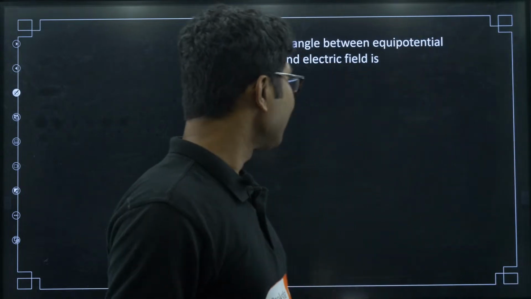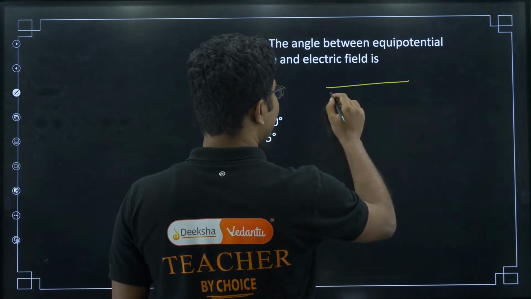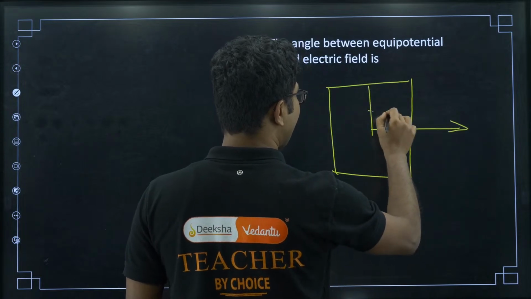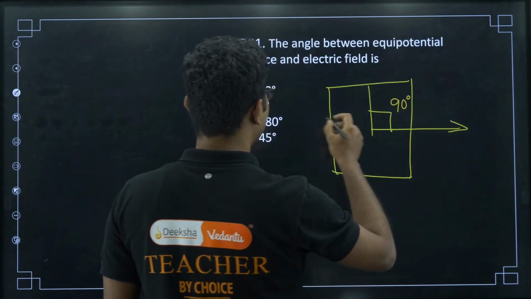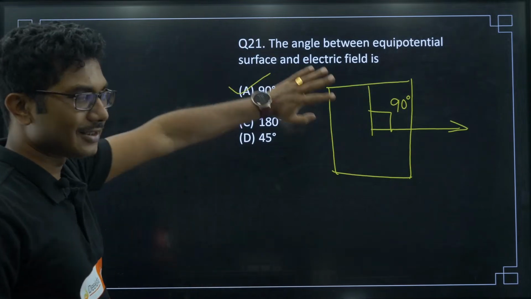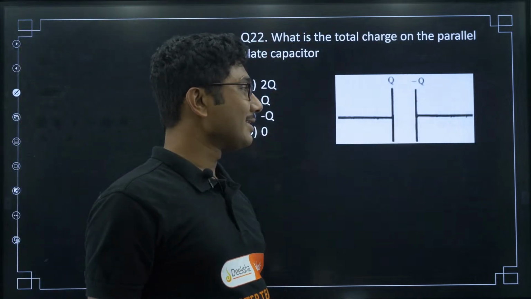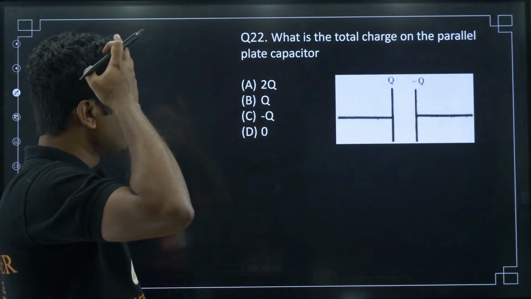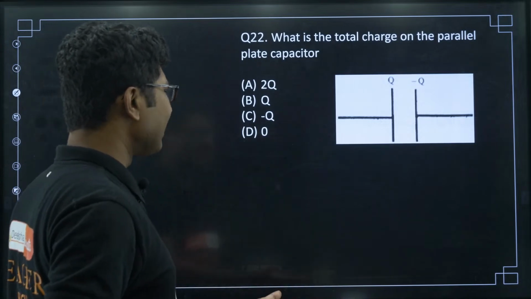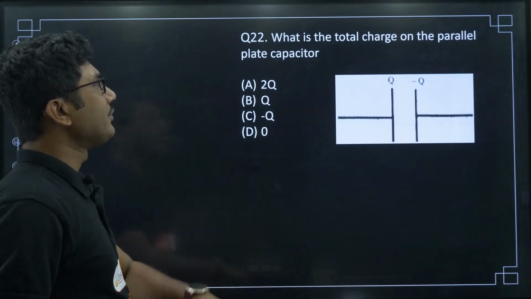Varija is saying option A, the angle between the equipotential surface and electric field. Just now we have seen that the equipotential surface and electric field are always normal, so the angle is always 90 degrees. Even though there is some doubt about it, I will not discuss it, then you will get confused. Anyway, this is also from last year's question paper or preparatory paper.